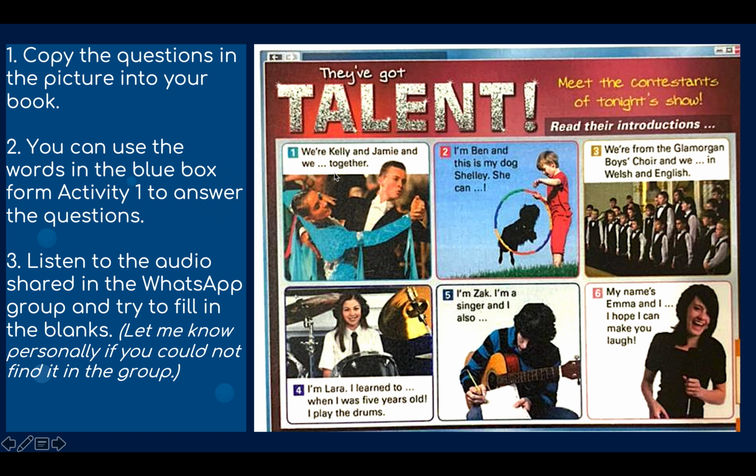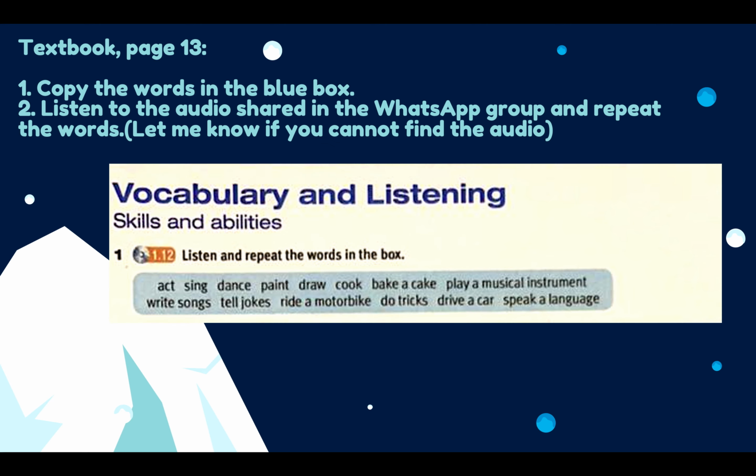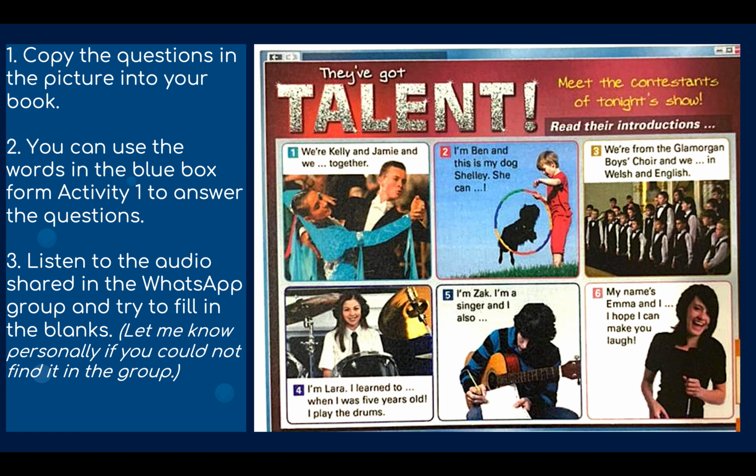Where can you obtain the answers? Where can you get the answers? Kat mana nak dapat jawapan? From the previous activity, daripada aktiviti pertama tadi yang kamu buat. Dalam kotak tu ada beberapa perkataan and you can use those words to answer these questions.